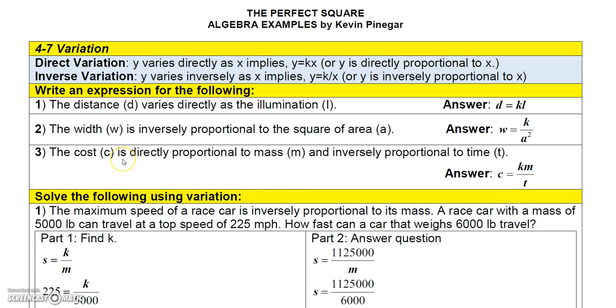And then you can also have what's called joint variation, where you have multiple variables here. Here it says the cost is directly proportional to mass and inversely proportional to time. Well, if cost is directly proportional to mass, then the cost would equal a constant times the mass. But if it's inversely proportional to time, then you would divide that by t for time. So the top shows you the direct variation, and then since you're dividing by t, you get the inverse variation.